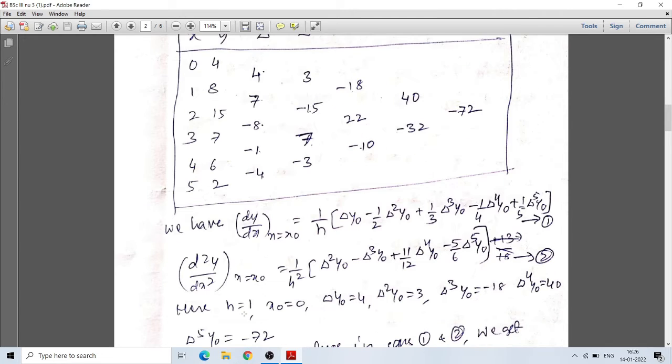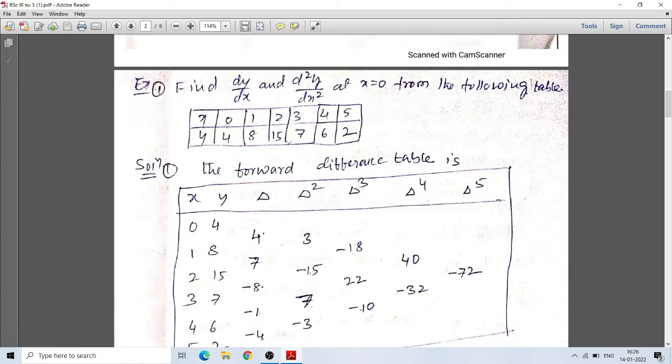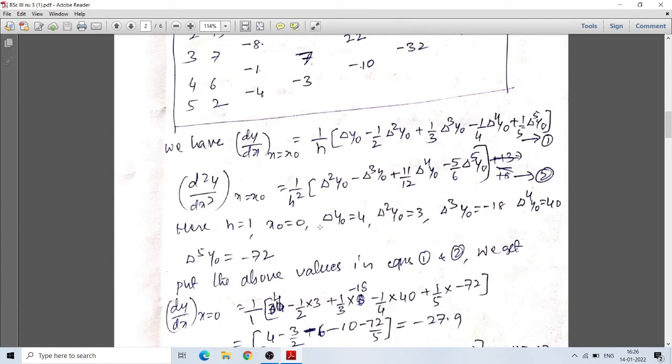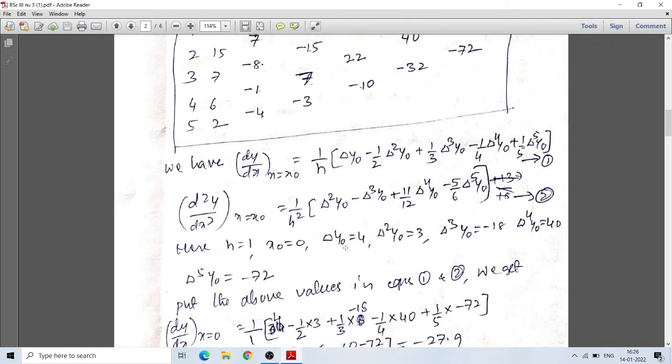Now here h is equal to 1 and x naught is 0. From the table we know that x naught is equal to 0 and h is 1. From the table, delta y naught value is 4, delta square y naught is 3, delta cube y naught is minus 18, delta to the power of 4 y naught is 40, and delta to the power of 5 y naught is minus 72. Now all the values are substituted in equations 1 and 2.